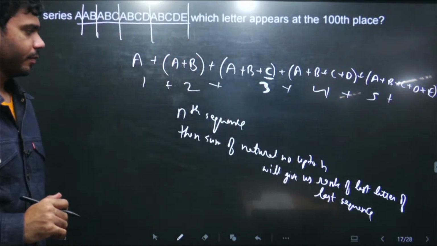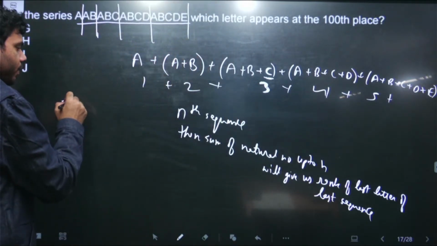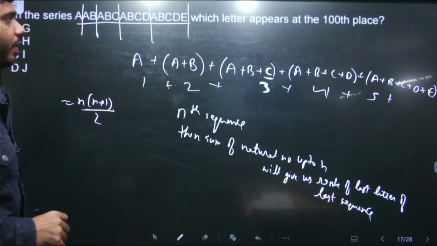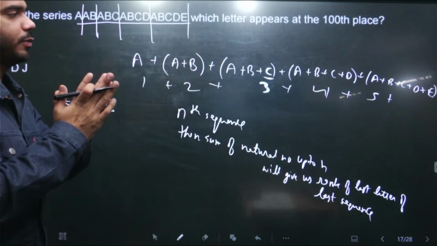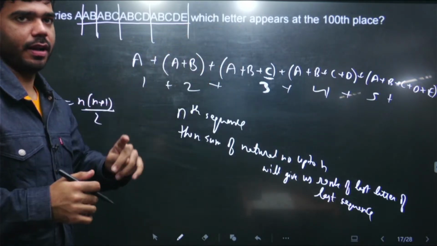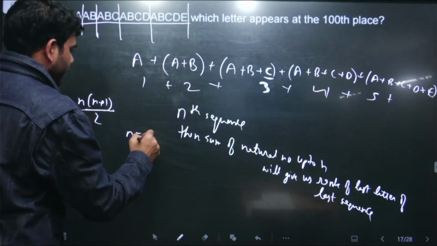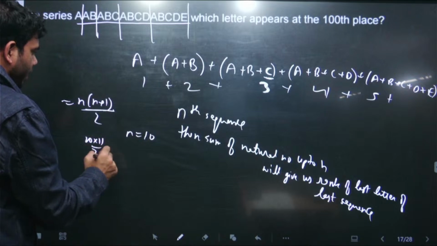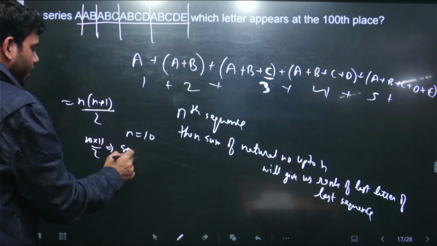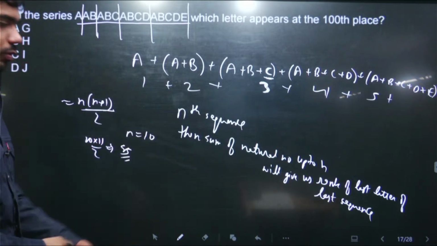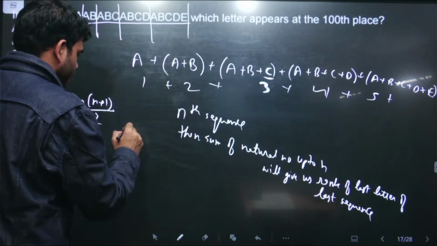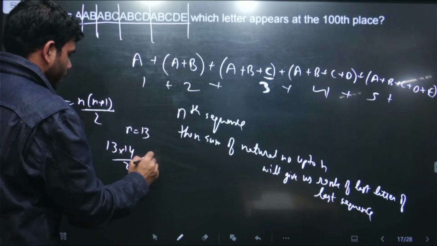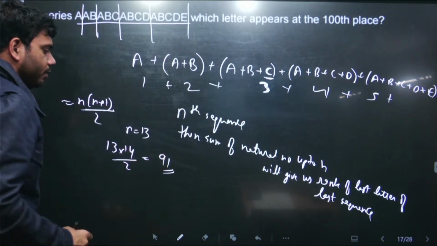The sum of the natural numbers is n(n+1)/2. So we put random values of n to get as close as possible to 100, because that is what they have asked, the 100th place. Let n be 10. The sum is 10 into 11 by 2, that is 55, which is much less than 100. So let us take n as 13. This is 13 into 14 by 2, which is 91. So this is close enough.